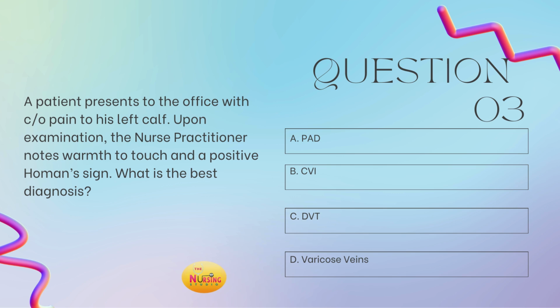All right, so stem of the question here is what is the best diagnosis? So again, we're going to take it back and see what those assessment findings are. So a patient presents to the office, they're complaining of pain to the left calf. The nurse practitioner notes it is warm to touch, and there is a positive Homan sign. Y'all, this is classic presentation for a blood clot, DVTs, right? So the best answer here is C, DVT.